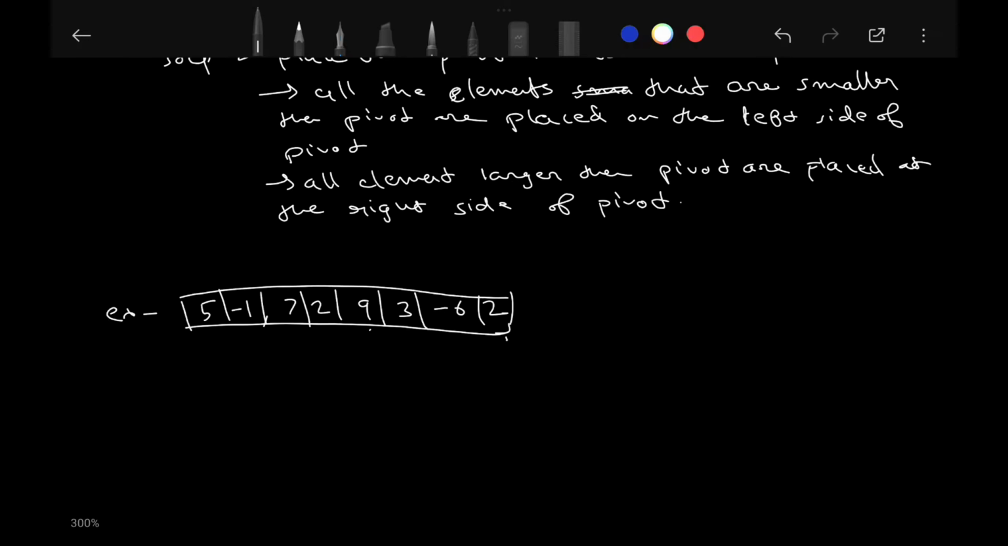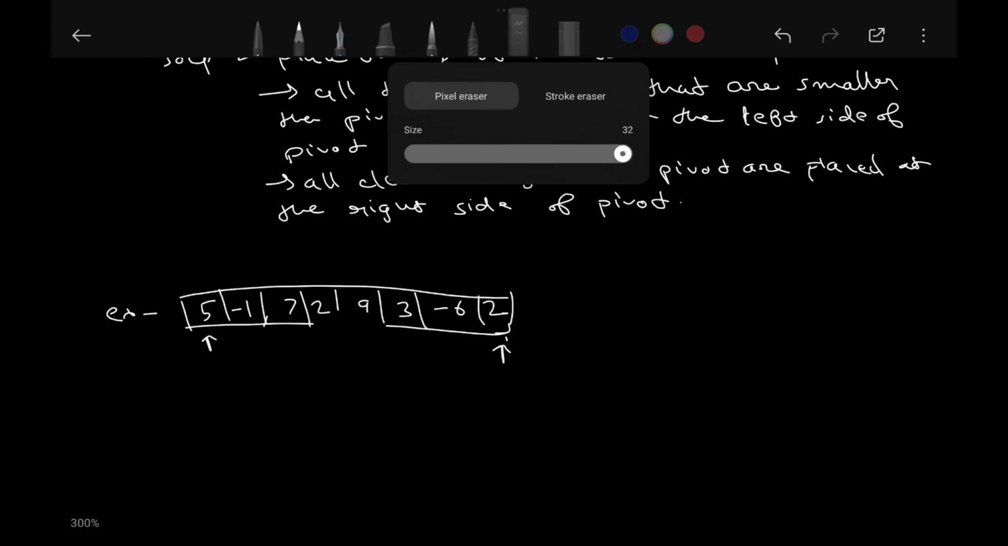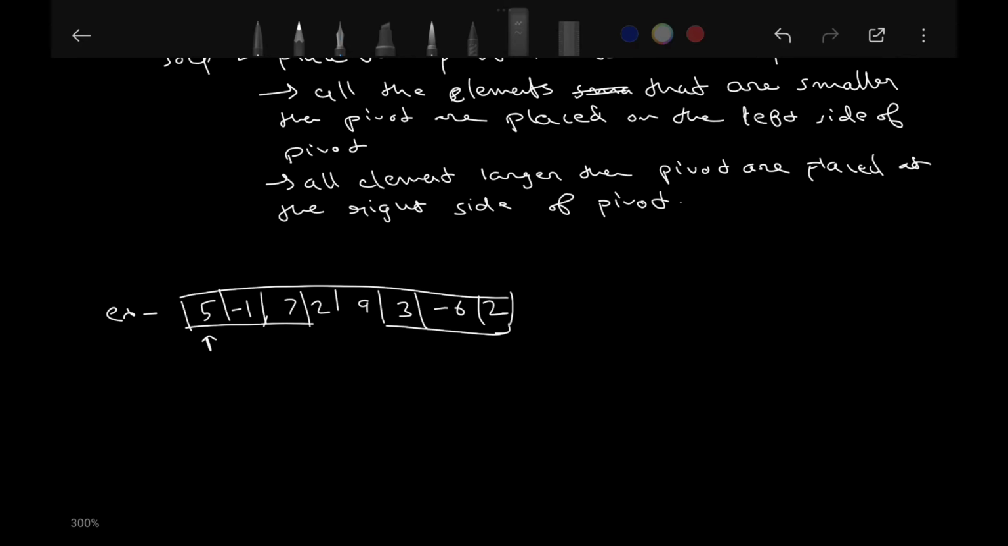Now, which element should we consider as the pivot at first? There are three ways of choosing the pivot. You can consider the first element as a pivot, you can consider the last element as a pivot, or you can consider the middle or median element as your pivot. You can consider any of these. In this particular example, I will be considering the first element as my pivot. If you consider the median element or the last element as pivot, then there will be a little bit of difference in the logic of the programming. But in my case, I will be considering the first element as pivot.